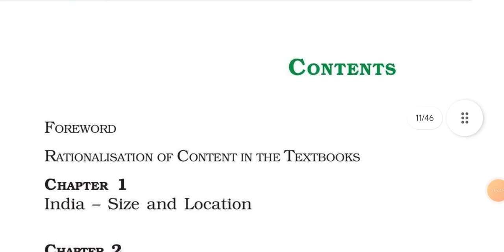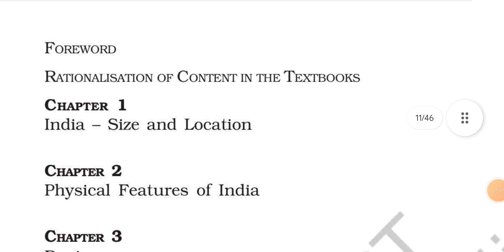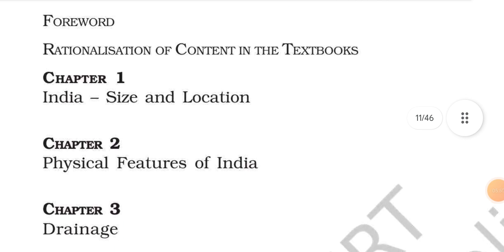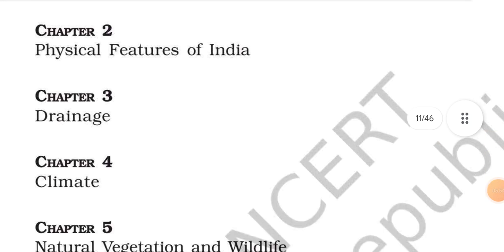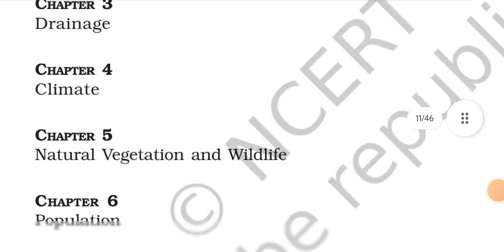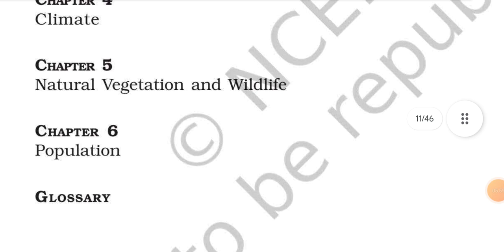Contents. Geography. Foreword. Rationalization of content in the textbook. Chapter 1, India, Size and Location. Chapter 2, Physical Features of India. Chapter 3, Drainage. Chapter 4, Climate. Chapter 5, Natural Vegetation and Wildlife. Chapter 6, Population. Glossary.